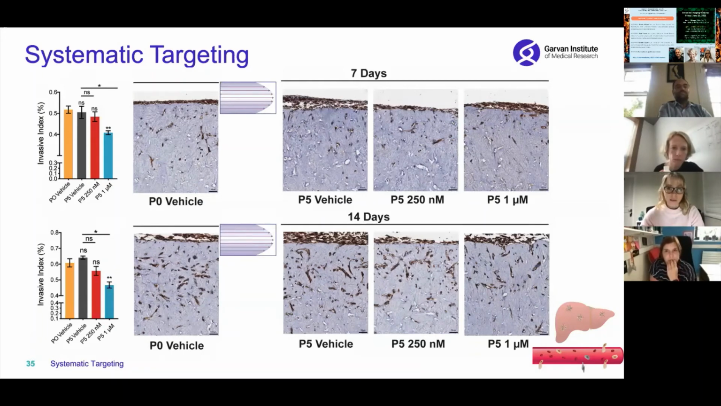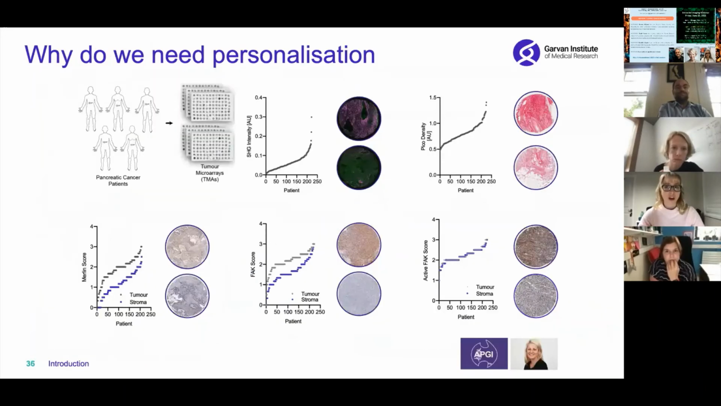Now, the other aspect of my project is to look at the personalization of medicine. As we all know, no 2 tumors are alike and no 2 patients respond to a therapy in the same way. Whilst one might have a high fibrosis in the tumor and low Merlin, for example, there might be another patient that's got a low fibrotic reaction, but also high Merlin. Now, this is clearly going to affect the way that each individual patient responds to therapy.